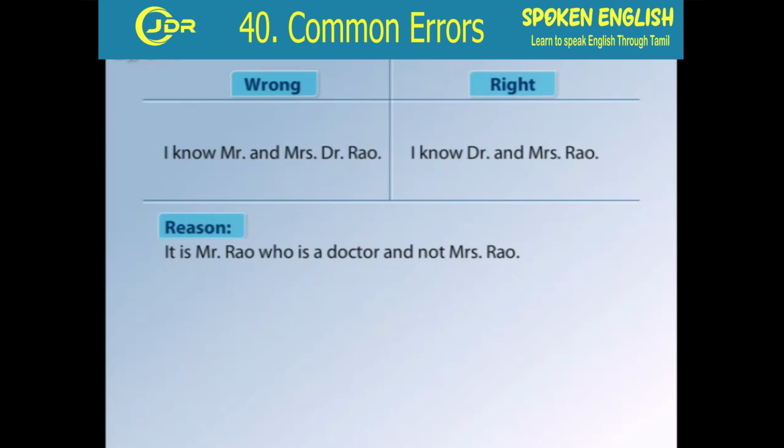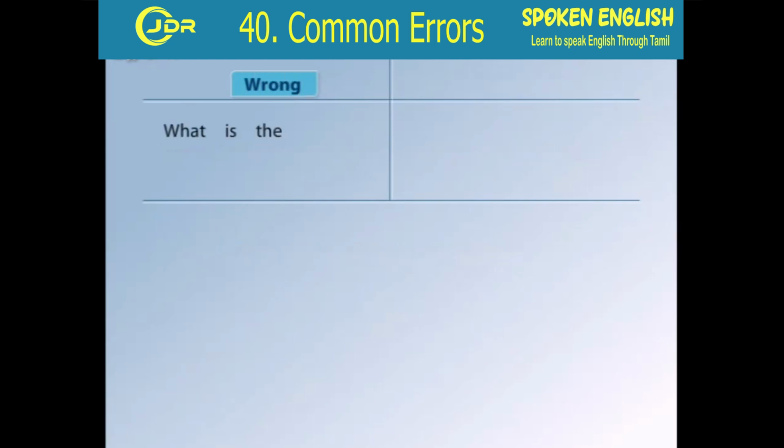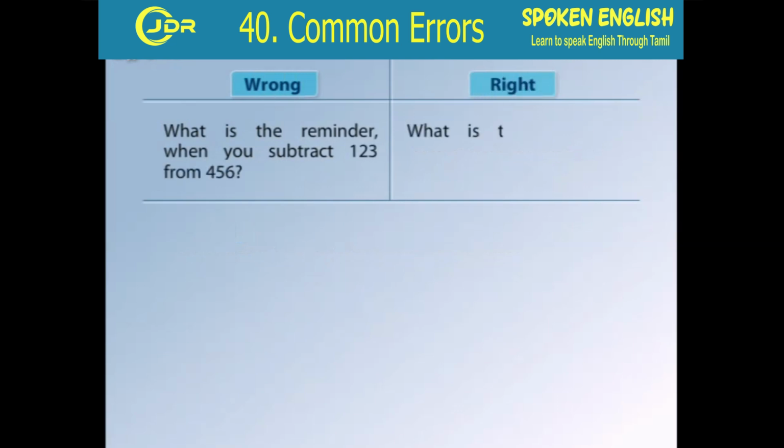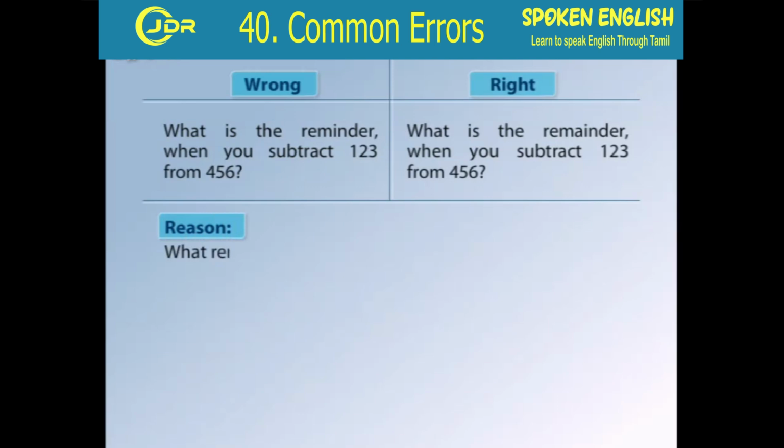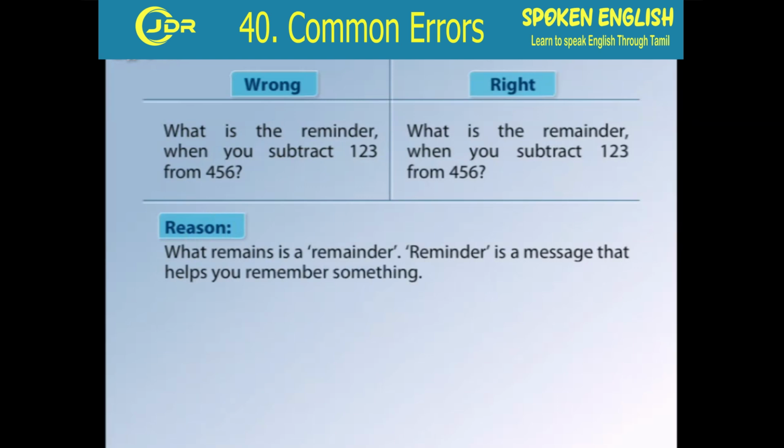Rao. Wrong. What is the remainder when you subtract 1, 2, 3 from 4, 5, 6? Right. What is the reminder when you subtract 1, 2, 3 from 4, 5, 6? Reason, what remains is a remainder. Reminder is a message that helps you remember something.